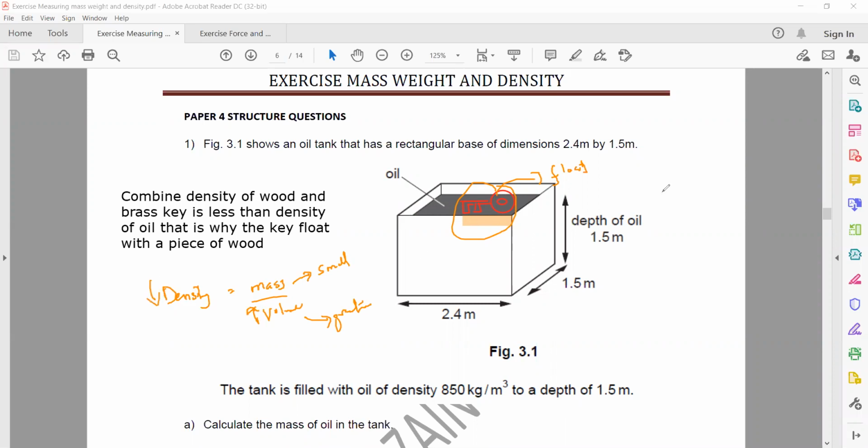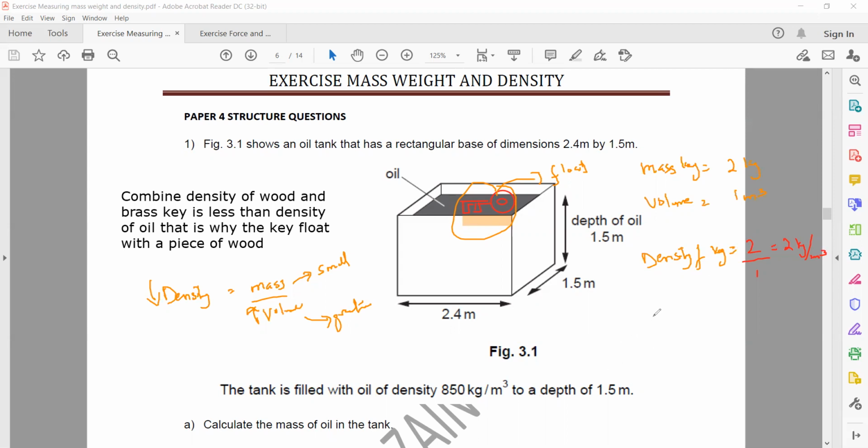I will give you an example. Say the mass of the key was 2 kilogram, and the volume of the key, this is just an example, say 1 meter cube. So what is the density of the key right now? Density is mass present in a unit volume. So mass is 2 and the volume is 1, so 2 divided by 1 will be 2 kilogram per meter cube. That's not a combined density, that's the density of the key.